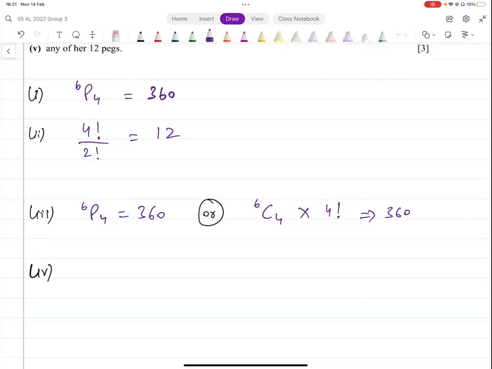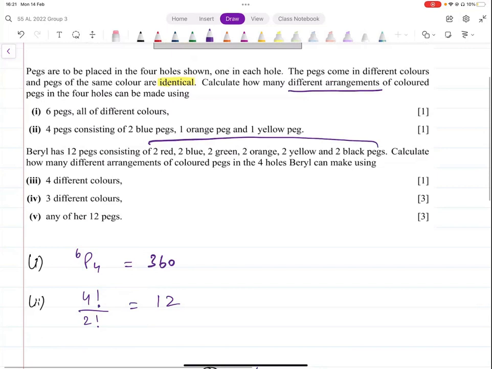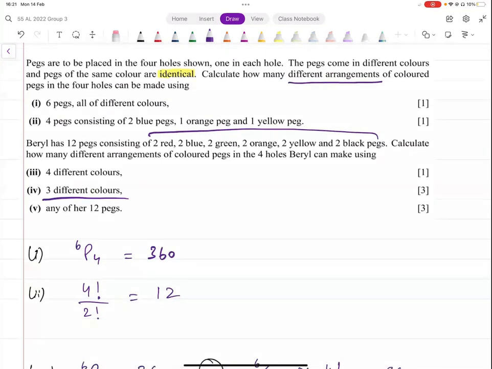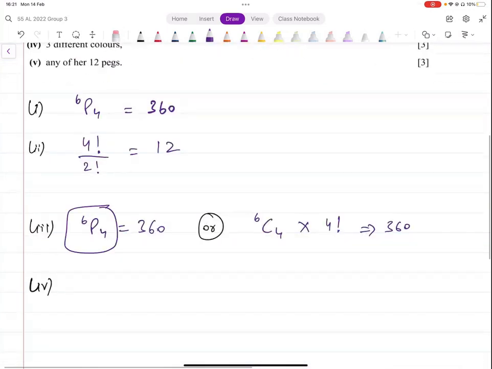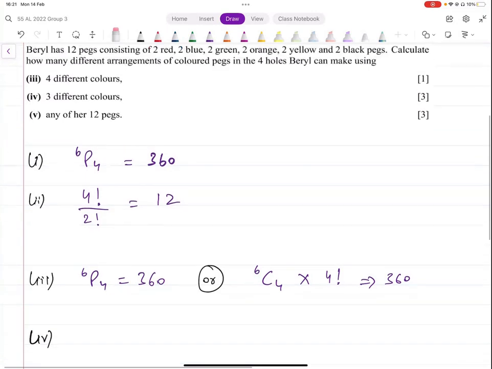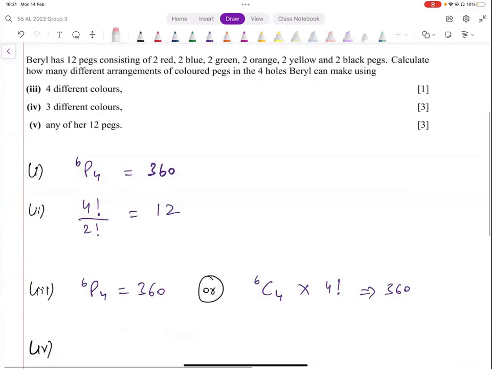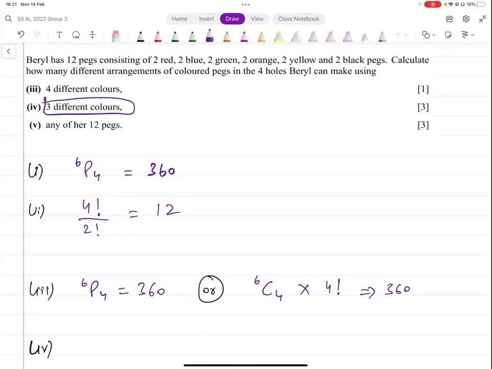But now we have to choose three different colors. Lekin pegs total kitne honge? Pegs total 4 honge. So arrange aapko 4 karne honge, right? So we can't do permutation directly like we did in the previous part. You first have to think about the colors that we need. You've got six different colors. Out of those six, you need three different colors. Six mein se aapko three different colors chahiye.